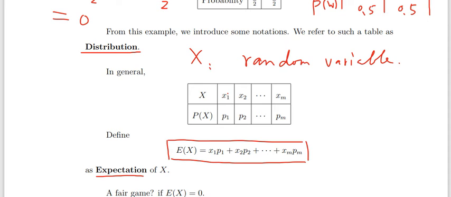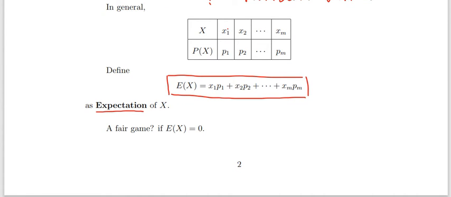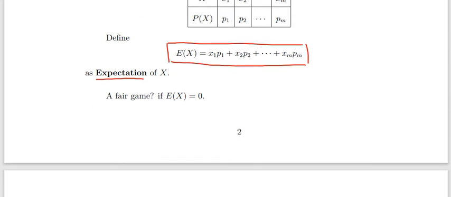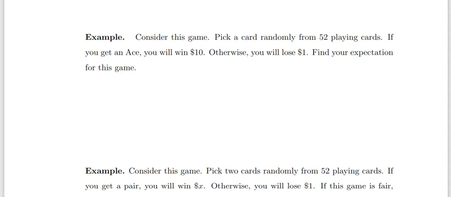Okay. So now we can define a fair game. What does fair mean here? It means the expectation is 0. So fair means balanced. The chance of a good case and a bad case are balanced.